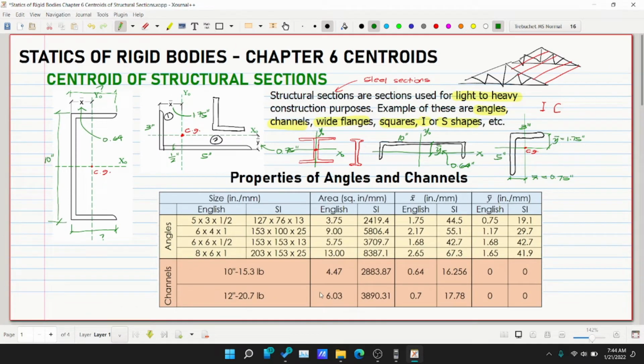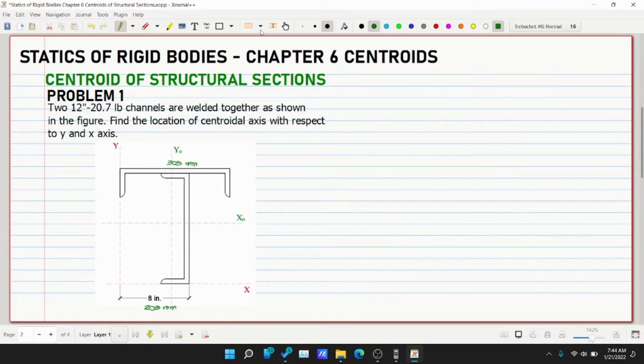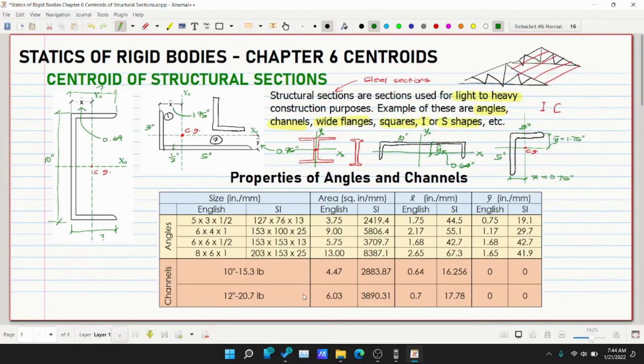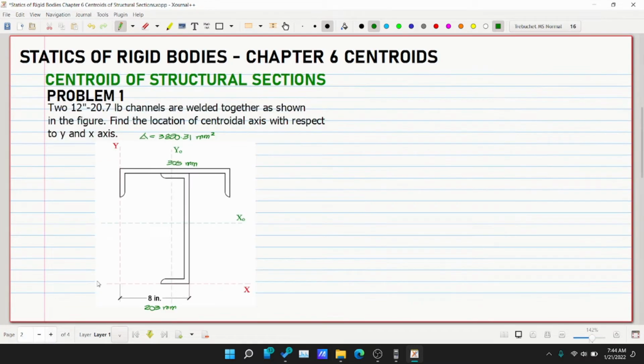So our area in square millimeters is 3890.31. Let's write that down: our area is 3890.31 square millimeters. Then its x bar is 0.7. Since this is the wide flange, the y sub o is not necessarily where its centroid is located. So let's call this area 1, or section 1, and this is area 2, or section 2.